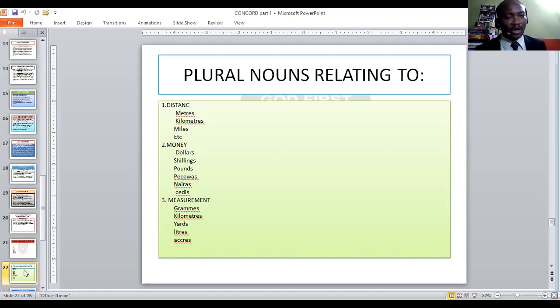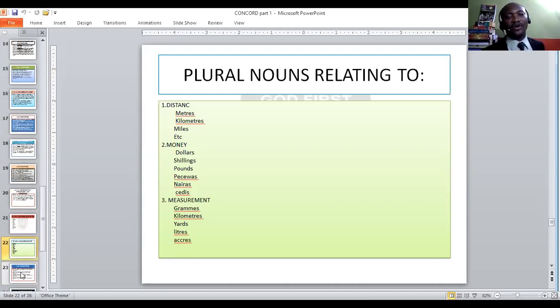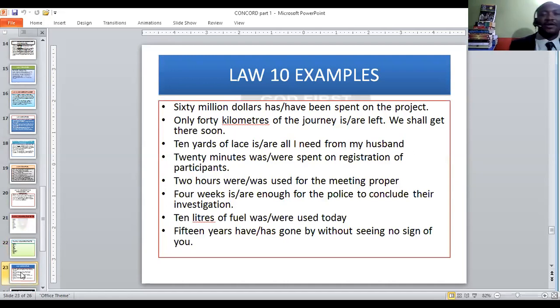When it comes to distance, we have meters, kilometers, miles. When it comes to money, we have dollars, shillings, pounds, pesewas and cedis from Ghana, nairas. For measurement, we have grams, kilometers, years, liters, and acres. As I noted, all of them have S. Will you say that because they have S, they have to be plural? The law says so. Look at it.